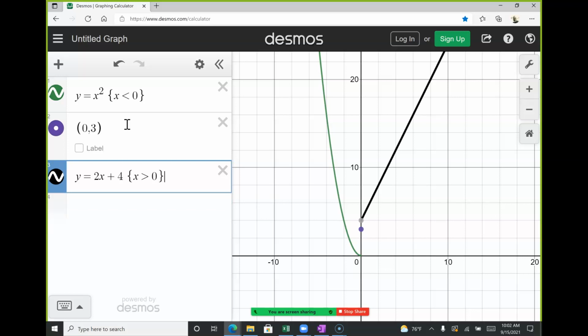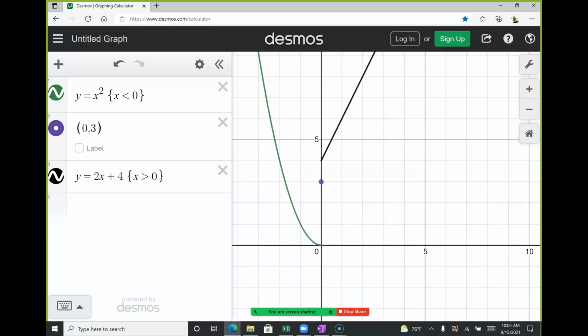And you can see it gives me that grayed out dot. The grayed out dot is the empty circle, the hollow point. There really should be a hollow point at 0, 2, but I don't know why it's not giving me that.